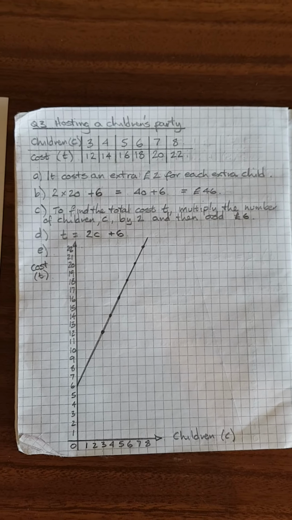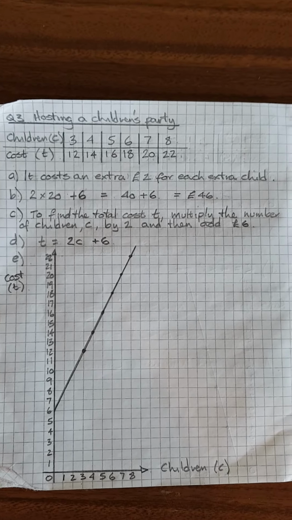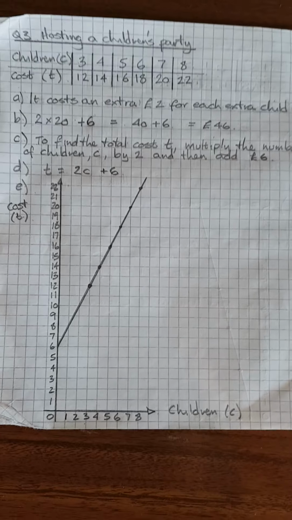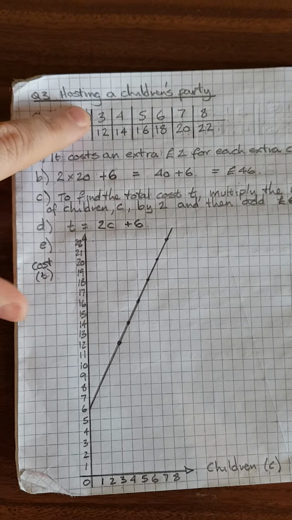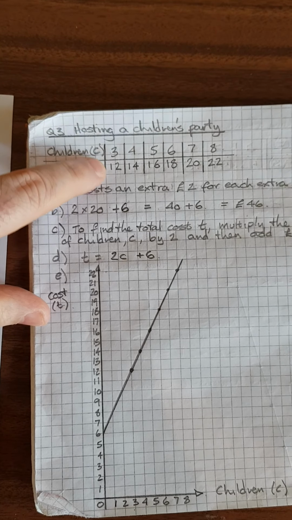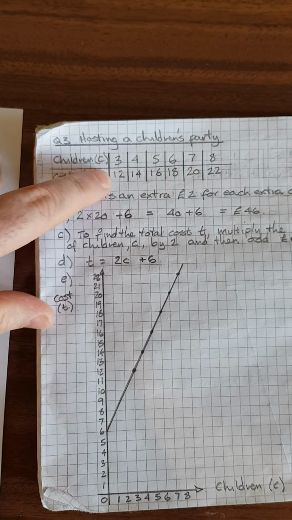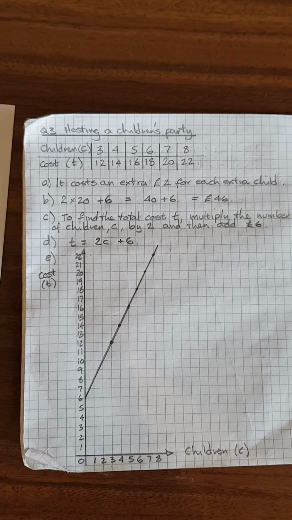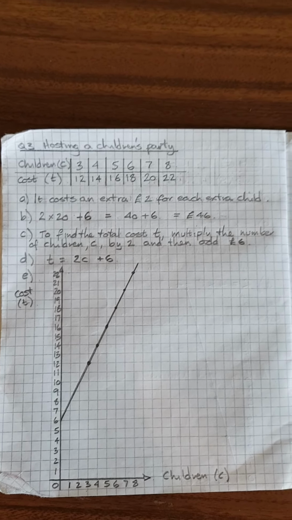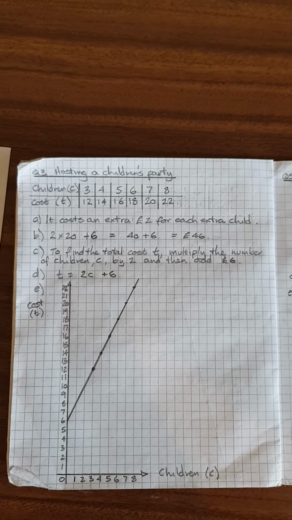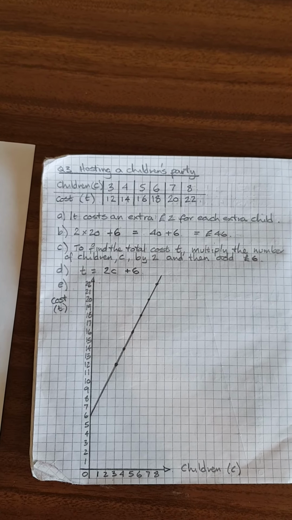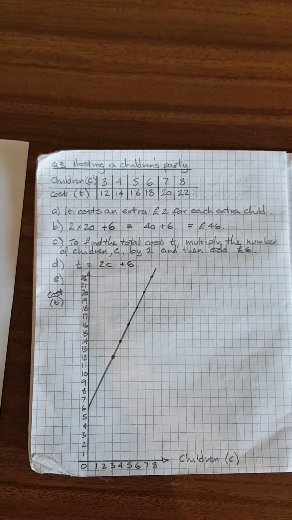So it costs an extra £2 for each extra child. 20 times 2, and then we're adding 6 because at the top here, 3 times 2 is 6, and then we need to add an extra 6 to get 12. So that gives us 40 plus 6 is £46. So to find the total cost T, you multiply the number of children C by 2 and then add £6. So T equals 2C plus 6.